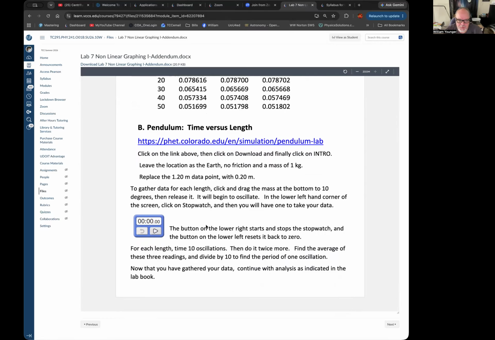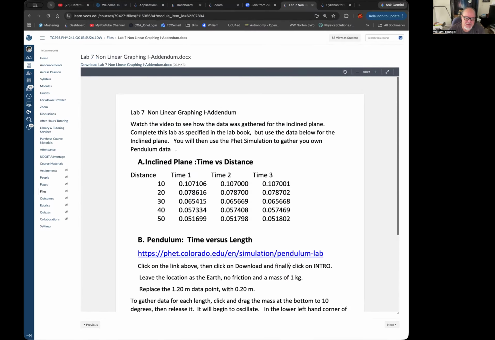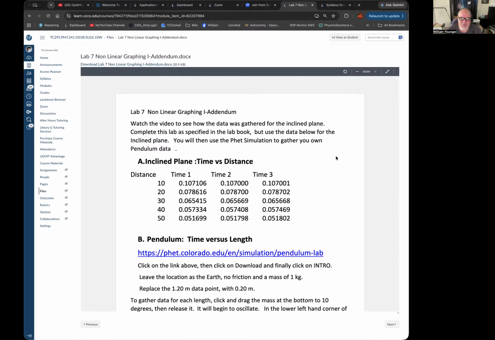So you're determining the period, for instance. The button on the lower right starts and stops the stopwatch, and the button on the lower left resets it back to 0. For each length, time 10 oscillations, then do it twice more. Find the average of these 3 readings and divide by 10 to find the period of 1 oscillation. Now that you have gathered your data, continue with the analysis as indicated in the lab manual. So that's the entire addendum. That's all you have to do to make this lab actually work.